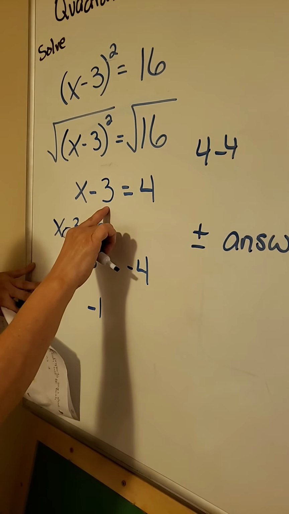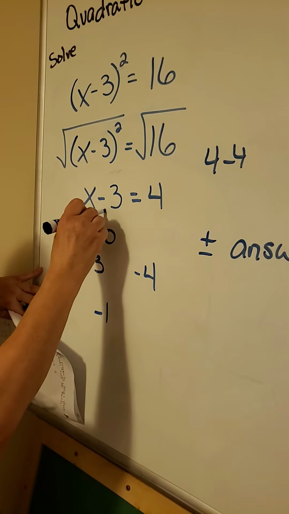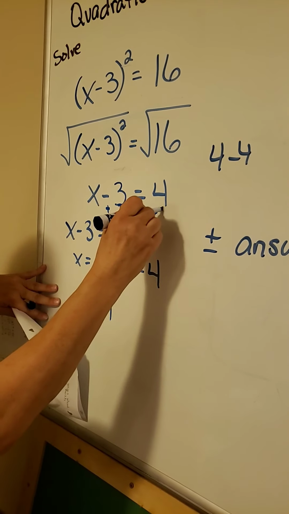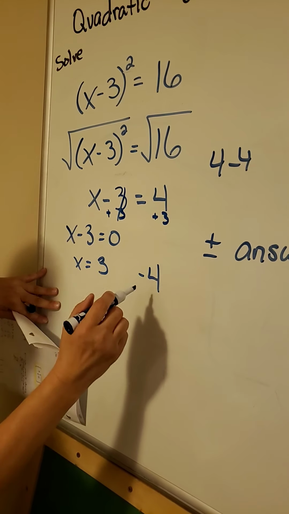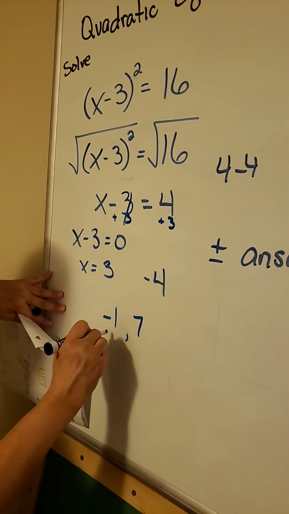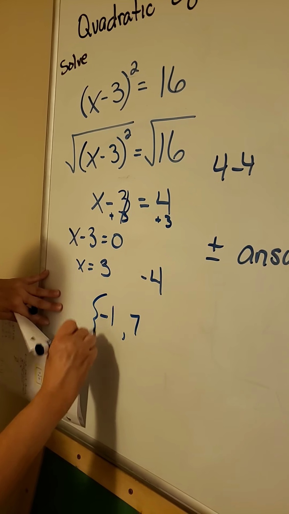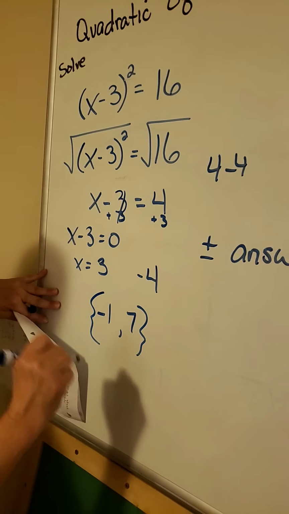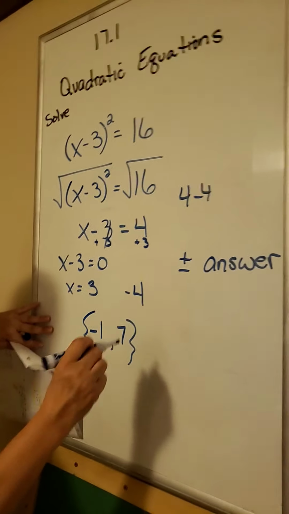Versus up here, if we went ahead and moved the 3 over like we just did, what did we get? We got x equaled 7. So -1 and 7 are going to be our two answers. This one, you're going to have to go back and think about it.